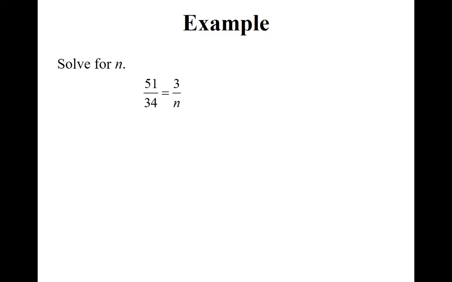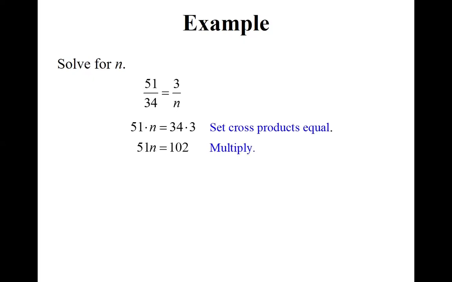Solve for n. Well, if this is a true proportion, then the cross products are equal to each other. So take the cross products and set them equal to each other. 51 times n equals 34 times 3. Simplifying the left, we get 51n. Simplifying the right, we get 102. To get n by itself, we need to undo multiplying by 51. That's going to be dividing both sides by 51. And 102 divided by 51 is 2.